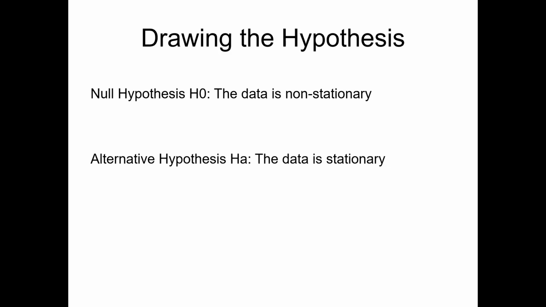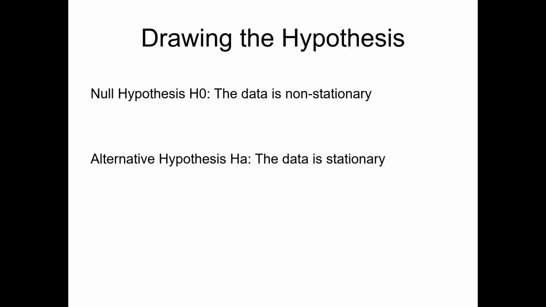Now let us understand how we can draw the hypothesis. In the Dickey Fuller test, the null hypothesis says the data is non-stationary, and the alternative hypothesis says the data is stationary. In very simple words, there are various explained definitions available across various sources, but to keep it concise and easy to remember, this is sufficient for us. When we want to apply it, we can remember this very easily. That is why I have kept it very short.